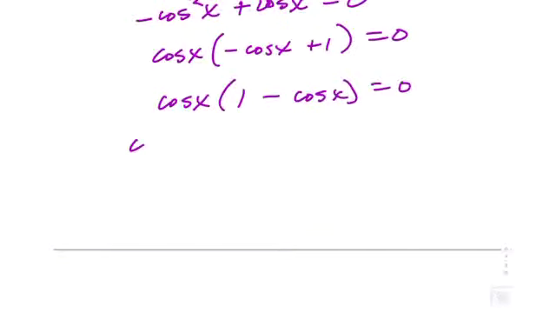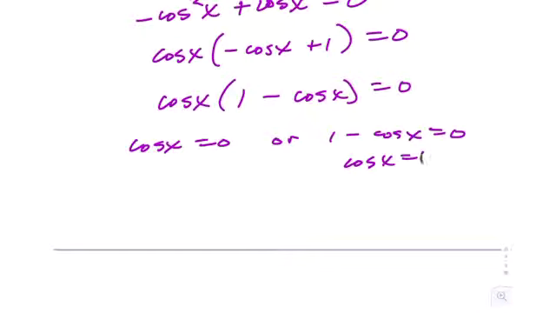Now we can set each equal to 0. Cosine of x equals 0, or 1 minus cosine of x equals 0. And if I solve the other one, that means cosine of x equals 1. If I bring that across, I get 1 equals cosine of x, which is the same as cosine x equals 1. And now it's everybody's favorite time.